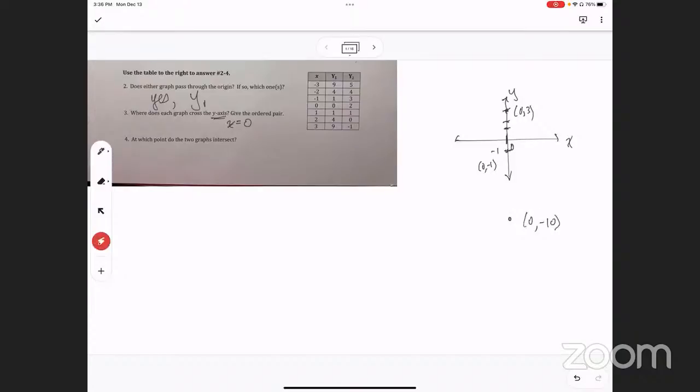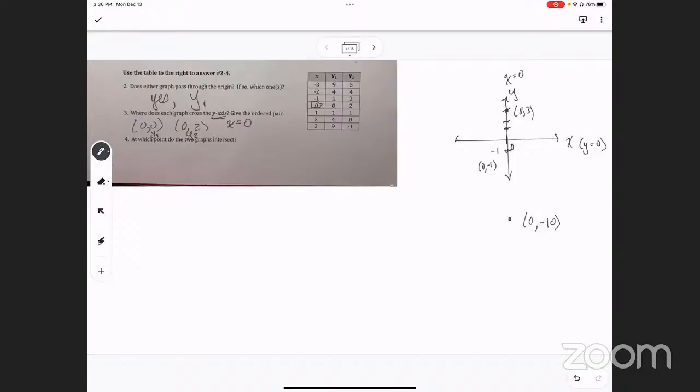What's true about all of those points? The x coordinate is equal to 0. In fact, that's what this line is. That line is not y equals 0. That line is x equals 0. The y-axis is x equals 0. The x-axis is y equals 0. That makes sense? So where does x equal 0? Well, you can see it's right here. So it's 0, 0, and 0, 2. So this is y1, and that's y2. Got it?